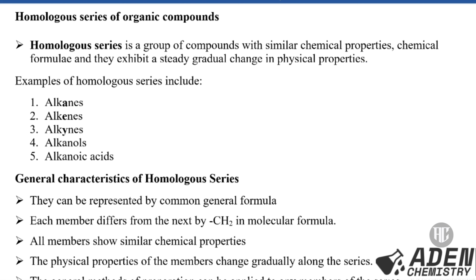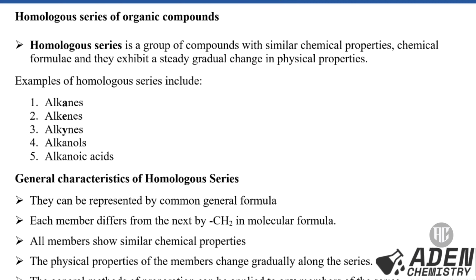We have alkanes, alkenes, alkynes, alkanols, and we have alkanoic acid. So when we are dealing with organic chemistry 1, we are only going to deal with alkanes, alkenes, and also alkynes. In other words, we are going to do the 3 hydrocarbons. When we go to Form 4, Organic Chemistry 2, we will be doing alkanols and also alkanoic acid there.